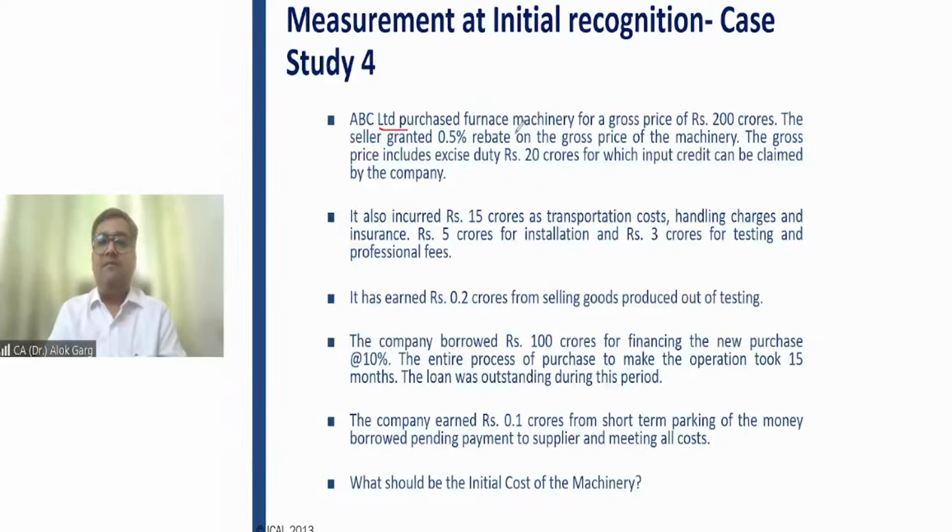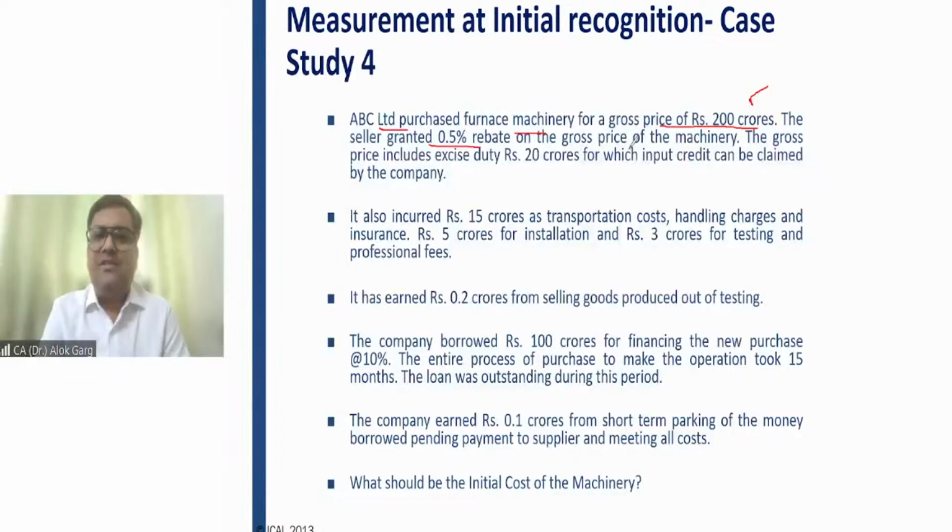Coming to this measurement part, measurement at initial recognition. ABC Limited purchased a furnace machinery for a gross price of rupees 200 crores. ABC Limited is purchasing a machinery, furnace machinery, like a steel plant. In a steel plant, there is a blast furnace. The gross price is 200 crores. The seller granted 0.5% rebate on the gross price. What is 0.5% of 200 crores?